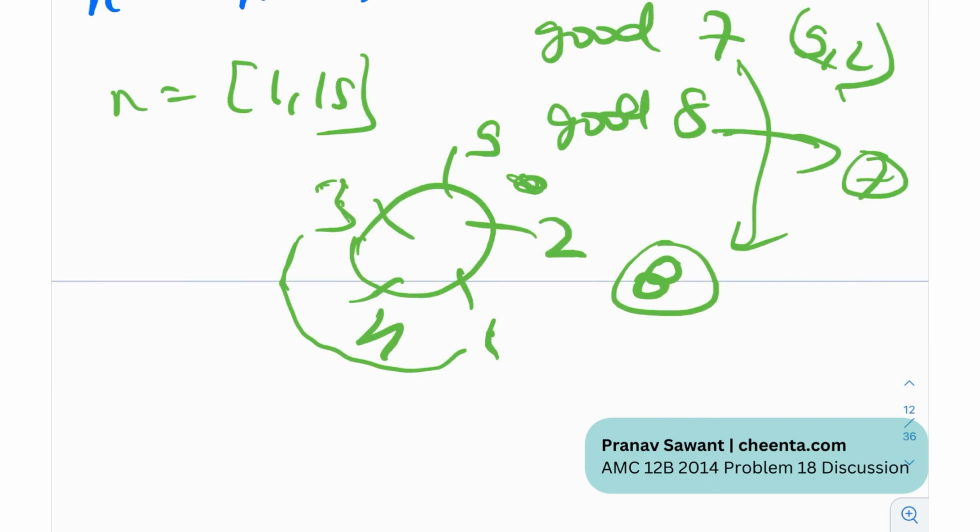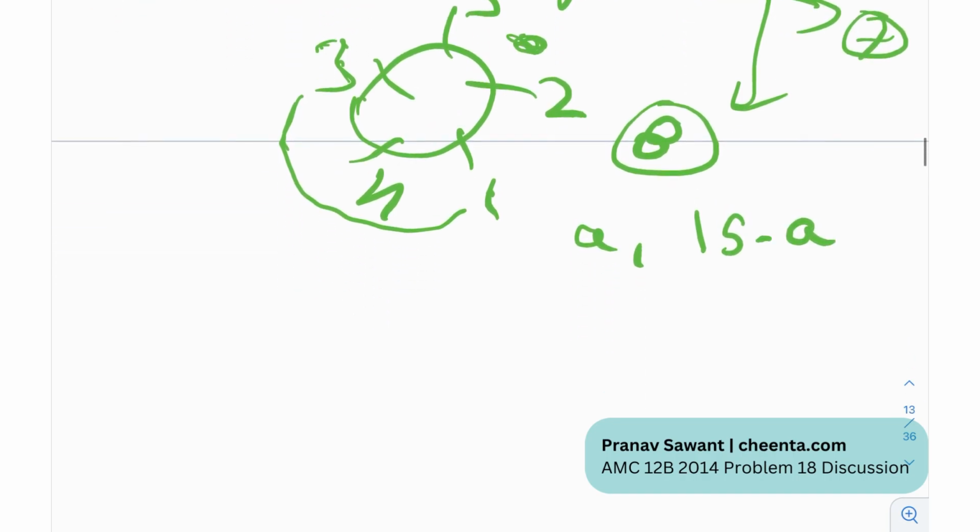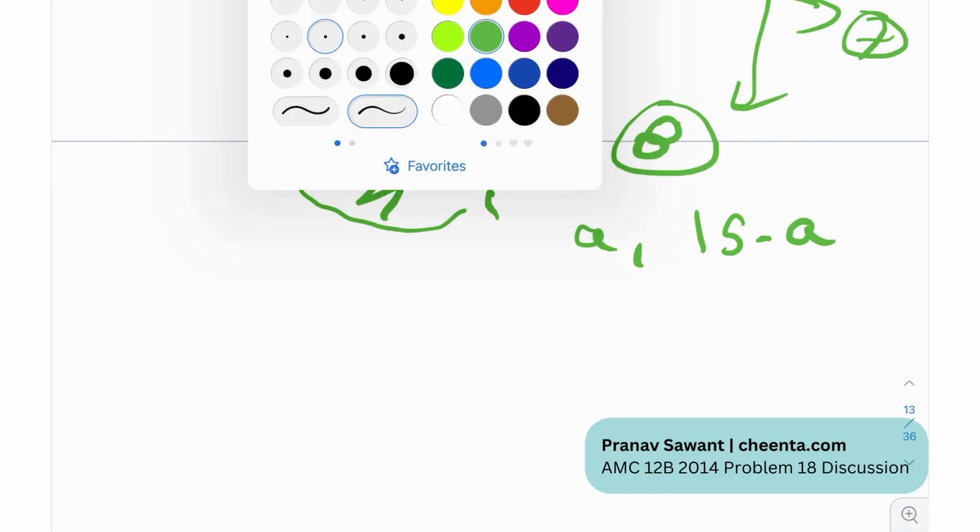Because these two numbers sum to 15, if we have a good A, we will also have a good 15 minus A. Now using a similar kind of argument, if we have, let's say, a good 7, we will have a good 8. And let me just prove that to you.